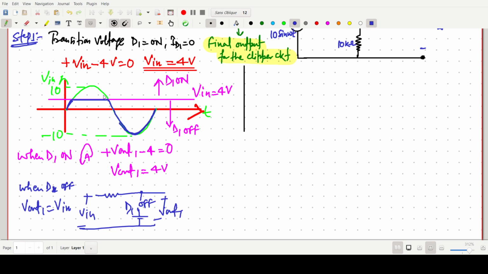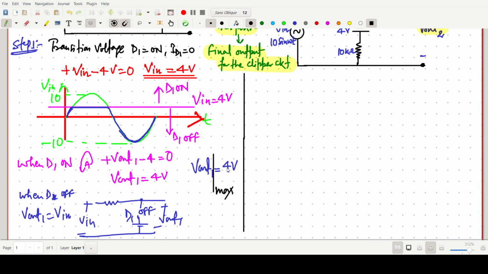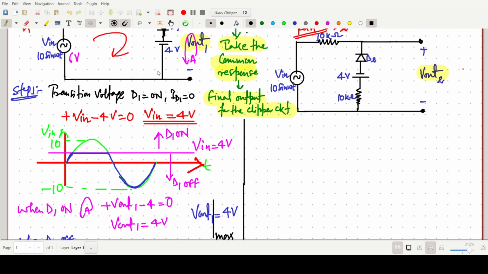So the blue line will be the output. From here we can say the maximum V output voltage will be 4. We don't know whether it is maximum or minimum, so we can just write V output 1 is 4 volt, but it is maximum here, so we can write this as the maximum. That we can easily find from this circuit.